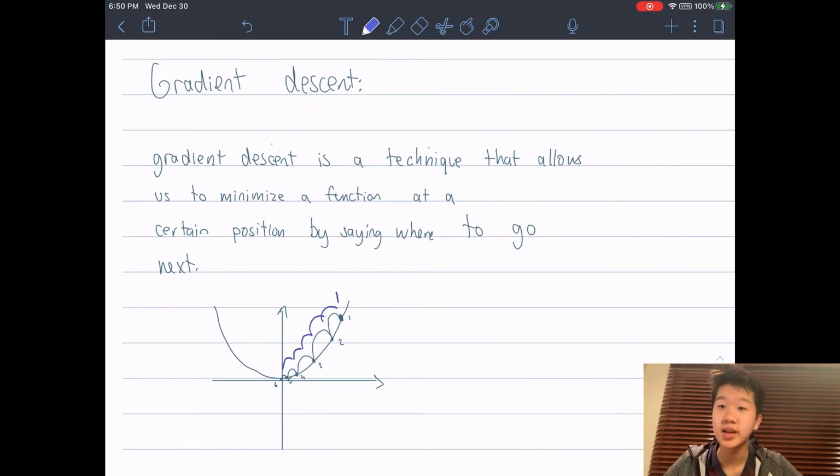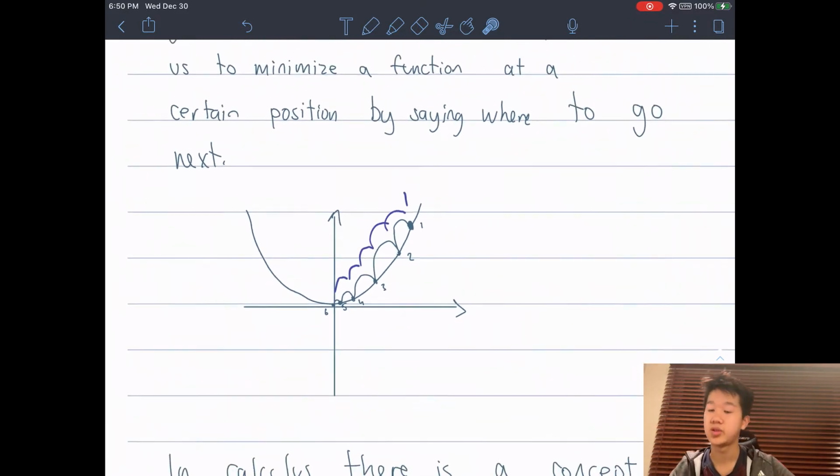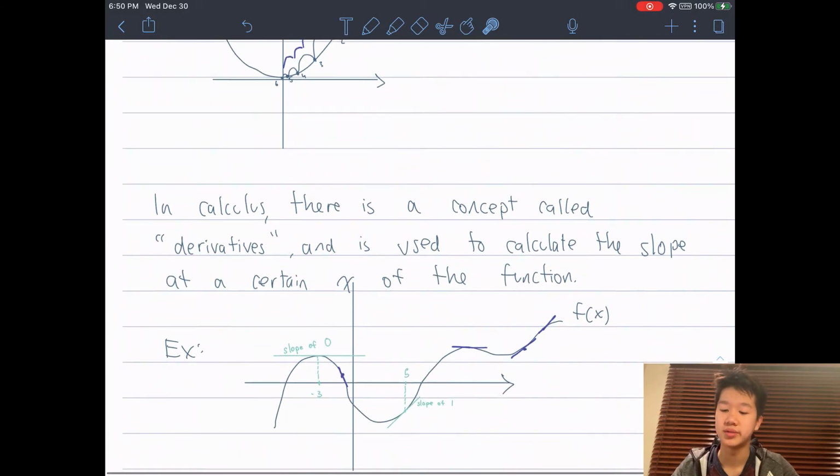Gradient descent is a technique that allows us to minimize a function at a certain position by saying where to go next. So for example, if I started here, I would just go down, down, down, and down. And this is what gradient descent looks like. It's going to take steps in the right direction to reduce the cost function.